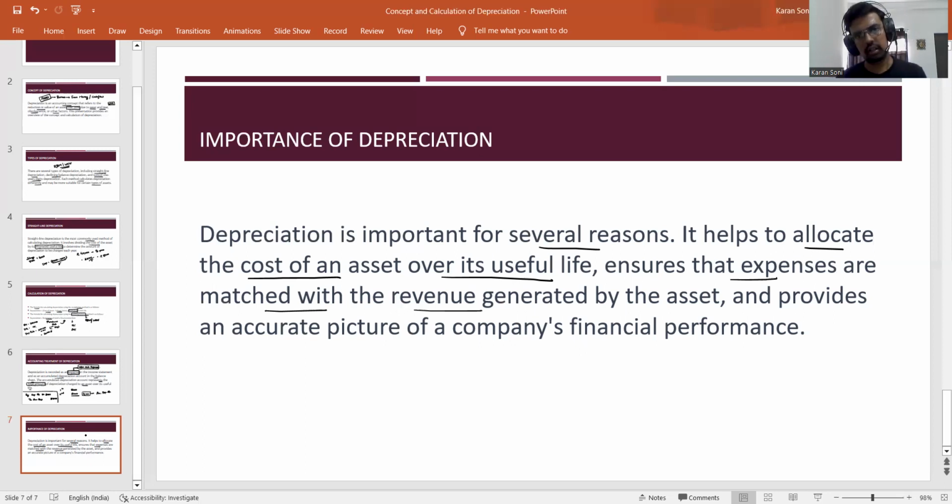Understood? And it provides an accurate picture of the company's financial performance. I just told you, that you need a correct value of profit in your income statement. So if you charge the whole amount of asset in first year only, your profit will be a wrong figure, right? So that's why they are saying that it provides an accurate picture of a company's financial performance, right? So that is the importance of depreciation.